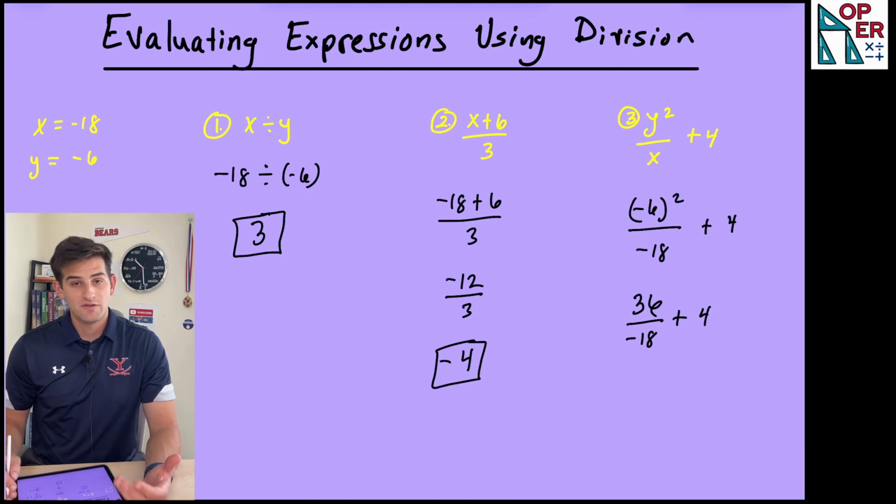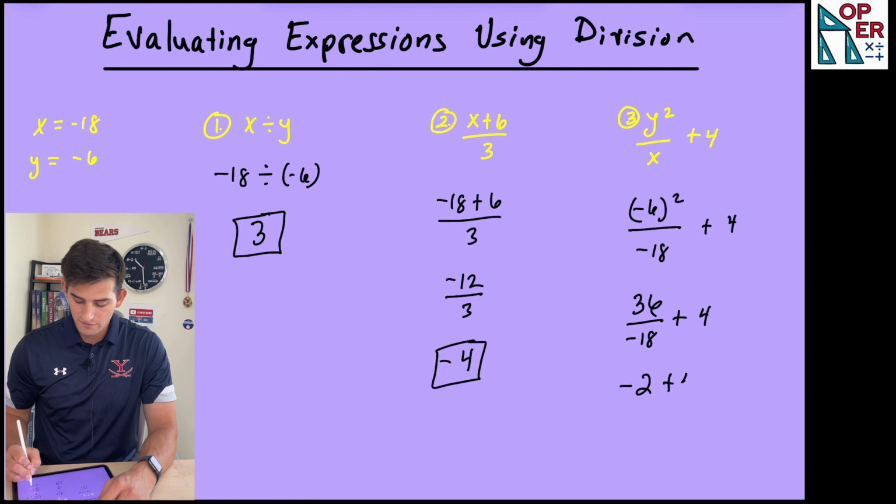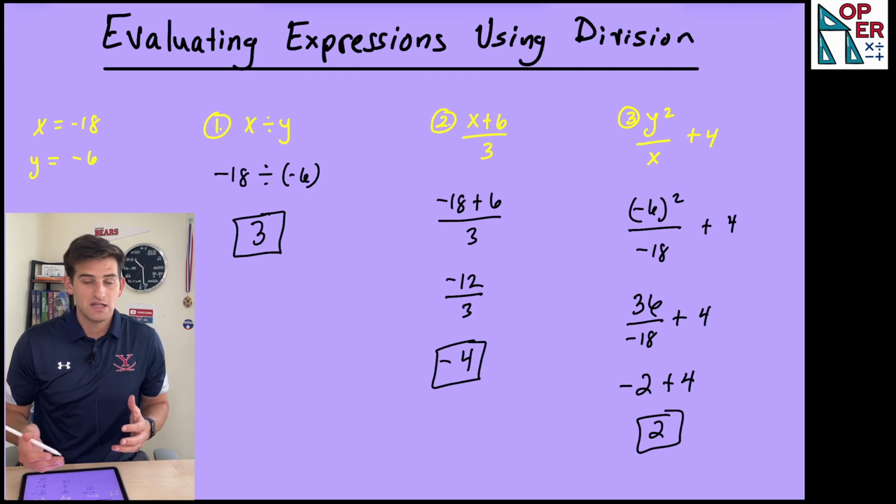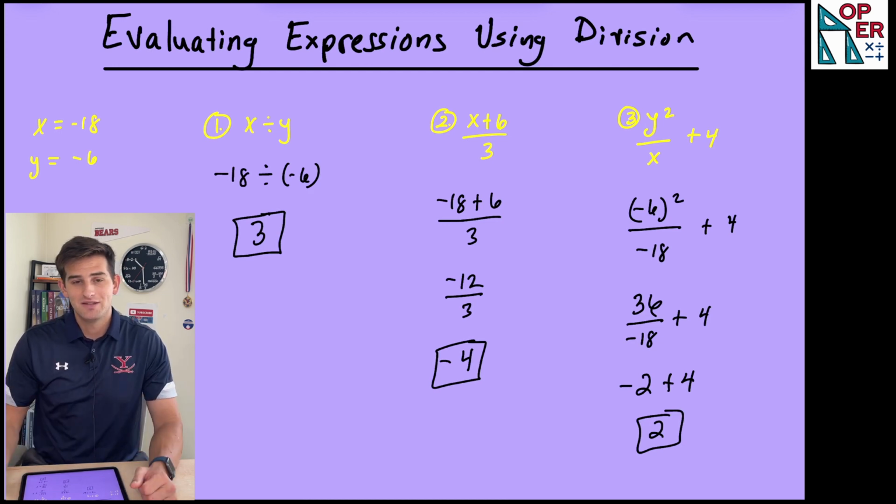Now we're doing 36 divided by negative 18. So two different signs, our answer should be negative. And 36 divided by 18 would be 2. So negative 2 plus 4, so our final answer would be 2. So that's how we can use addition, subtraction, multiplication, division to evaluate some expressions.